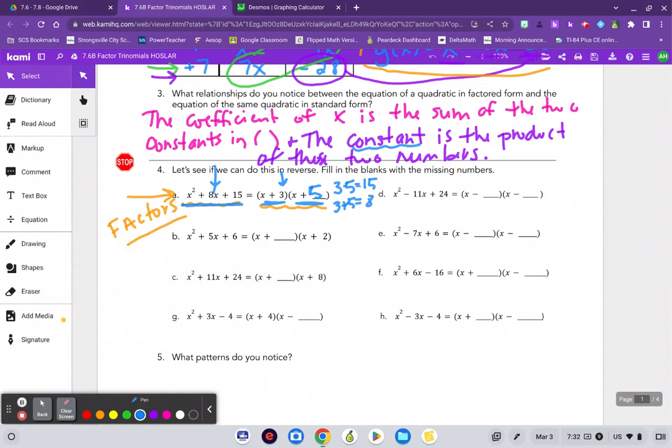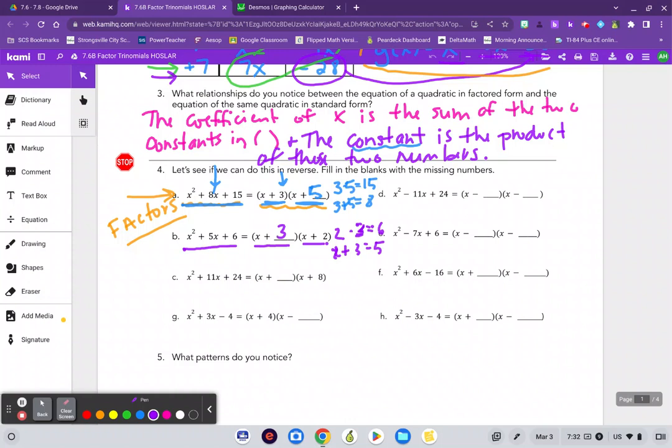Let's see if we can figure this out for part B. So for part B, I've got x squared plus 5x plus 6, and I have to multiply x plus something times x plus 2. Well, let's see. 2 times 3 would give me 6, and 2 plus 3 would give me 5. Would that match? Oh, it does. So this number must be 3. And that's really what we're working through here.